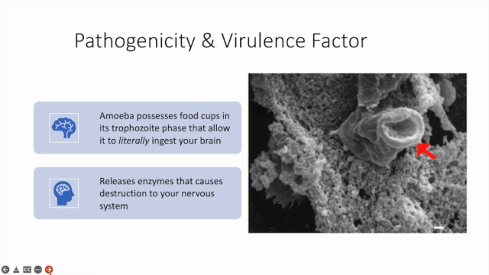So the pathogenicity and the virulence factor is that this amoeba possesses food cups in its trophozoite phase, and that allows the amoeba to literally ingest you. So essentially the amoeba is eating you, eating your brain, eating your nervous system with these food cups, which I've attached a picture of to the right, as you can see. That is a food cup of an amoeba. The amoeba also releases enzymes that cause destruction to your nervous system. So that is a little bit about that, and I will go to the next slide.